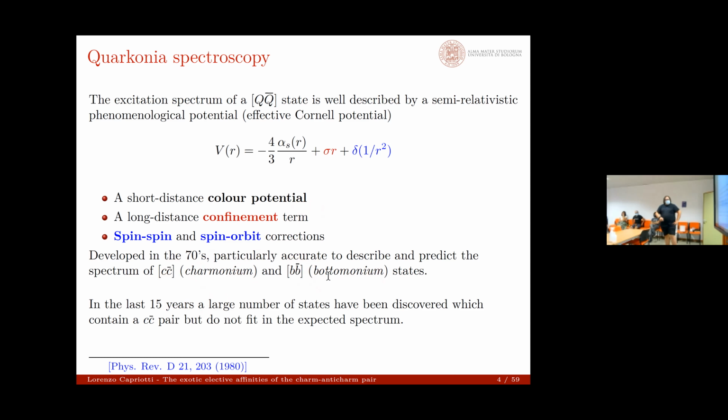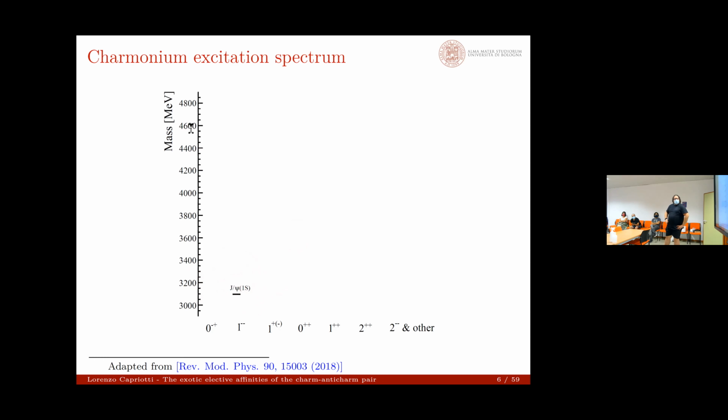This is the charmonium excitation spectrum as of the beginning of the 70s. There's just nothing. You might know that the first one discovered was the J/psi, by both SLAC and Brookhaven in 1974. From the J/psi, you can apply the Cornell potential and find a full prediction of all the states of the c-cbar system. And actually, this is more or less what we observe.